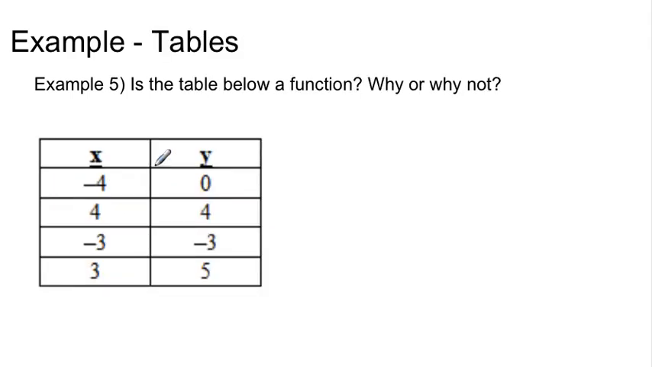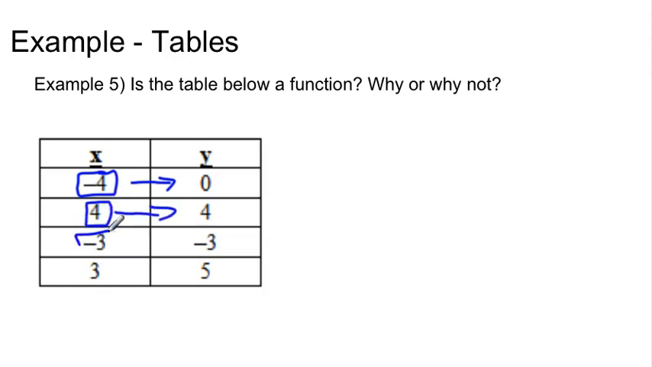So example 5, we can actually use that same rule that we were looking at for ordered pairs. Is this table an example of a function? Why or why not? We just look at each element of the domain. -4 connects to 0. Let's see if there are any other -4s in my domain. There are not. 4 connects to 4. We look for any other 4s in the domain.